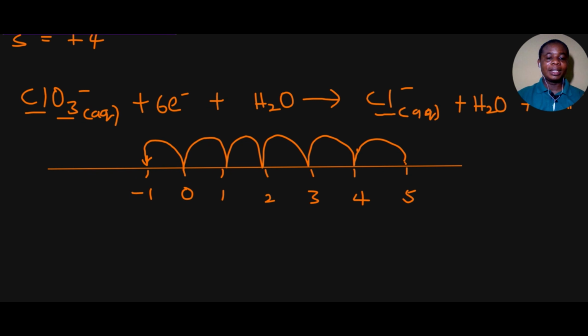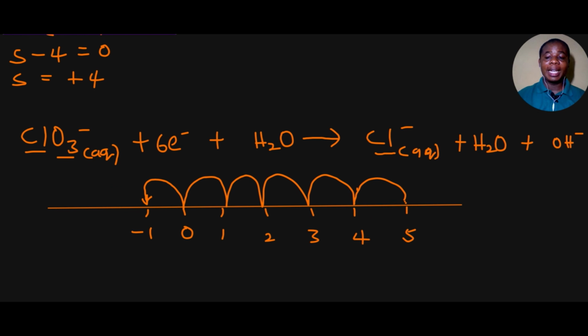The next thing is to balance the atoms. So how to balance the atoms? This is chlorine. Chlorine is 1 here. Chlorine is also 1 here. Chlorine is balanced. Oxygen is 3 here. Oxygen is 1 here. Oxygen is 4. But here, oxygen is 1 plus 1. That is 2. So what do we do? Let's place 2 here and also place 2 here. So oxygen is definitely balanced.